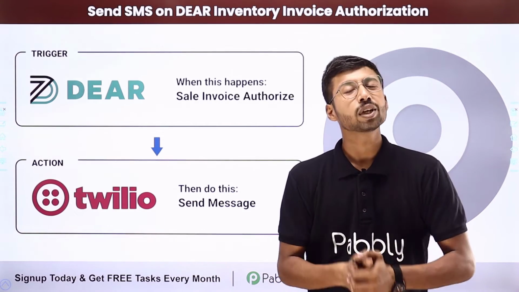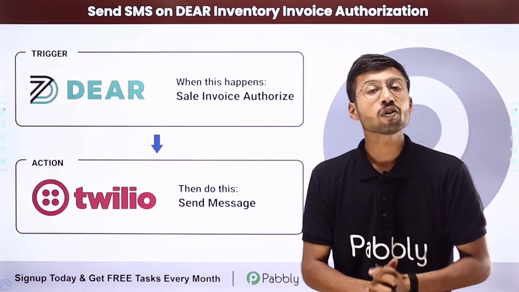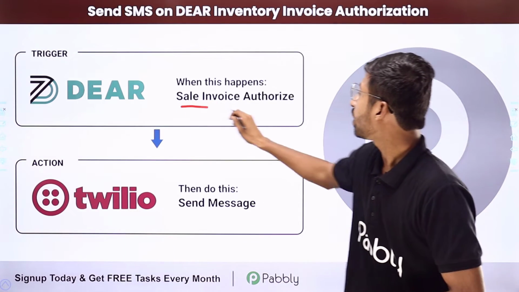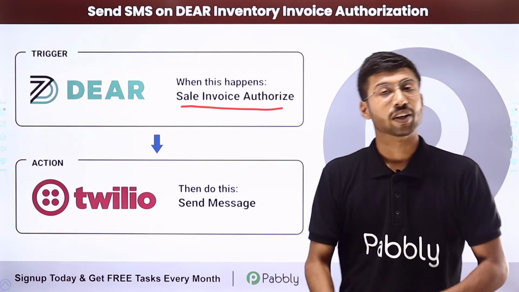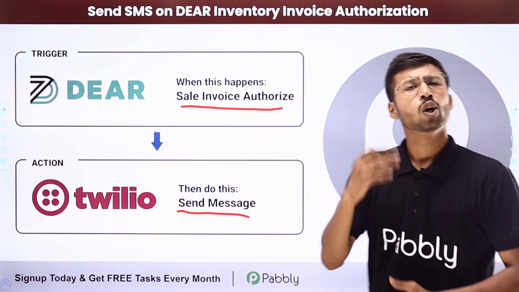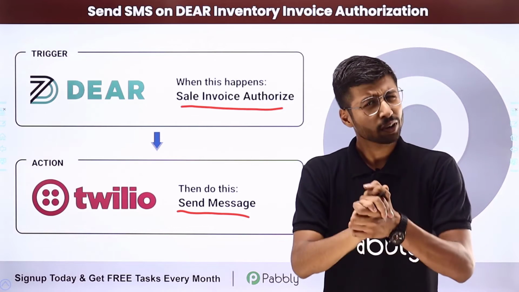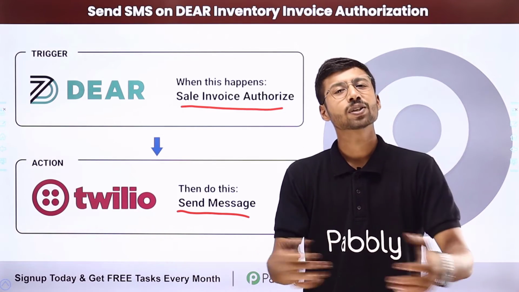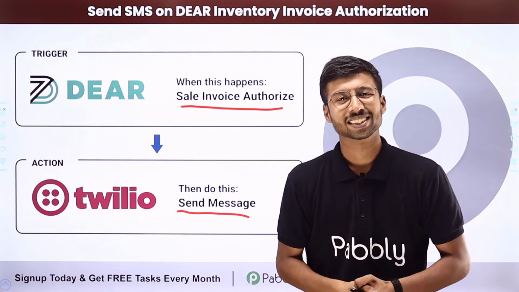Now guys, you can completely automate this process, and the trigger of this automation will be approving or authorizing the invoice in DEAR Inventory, and the action will be sending the SMS to the customer or your team members whose invoice you have approved. Now guys, how can you set up this automation? To know this, you have to come with me to my screen.